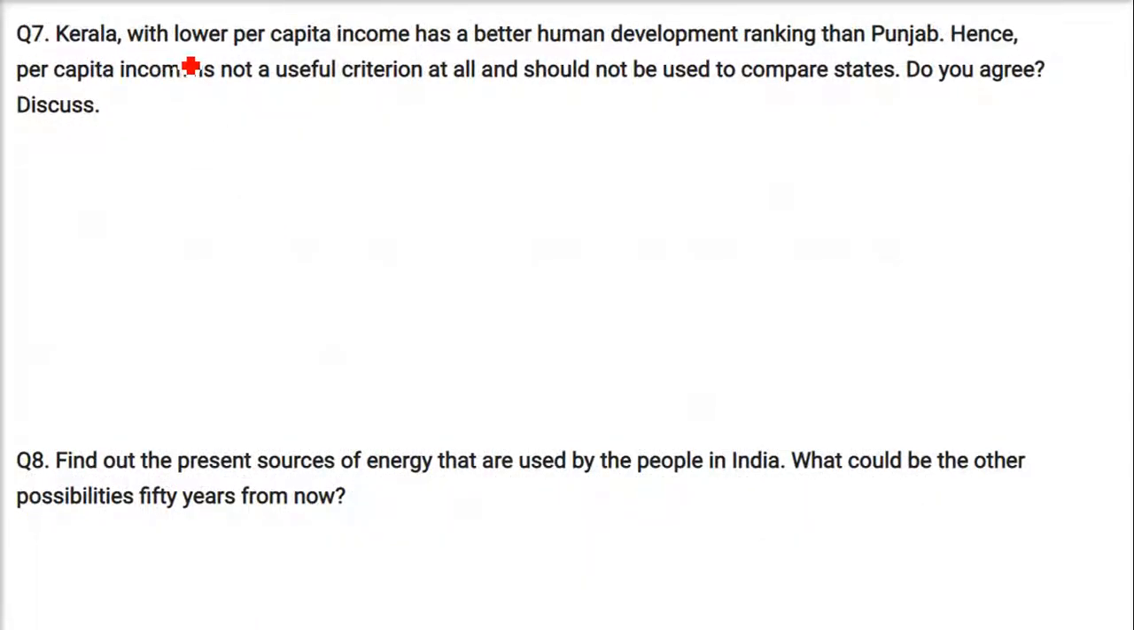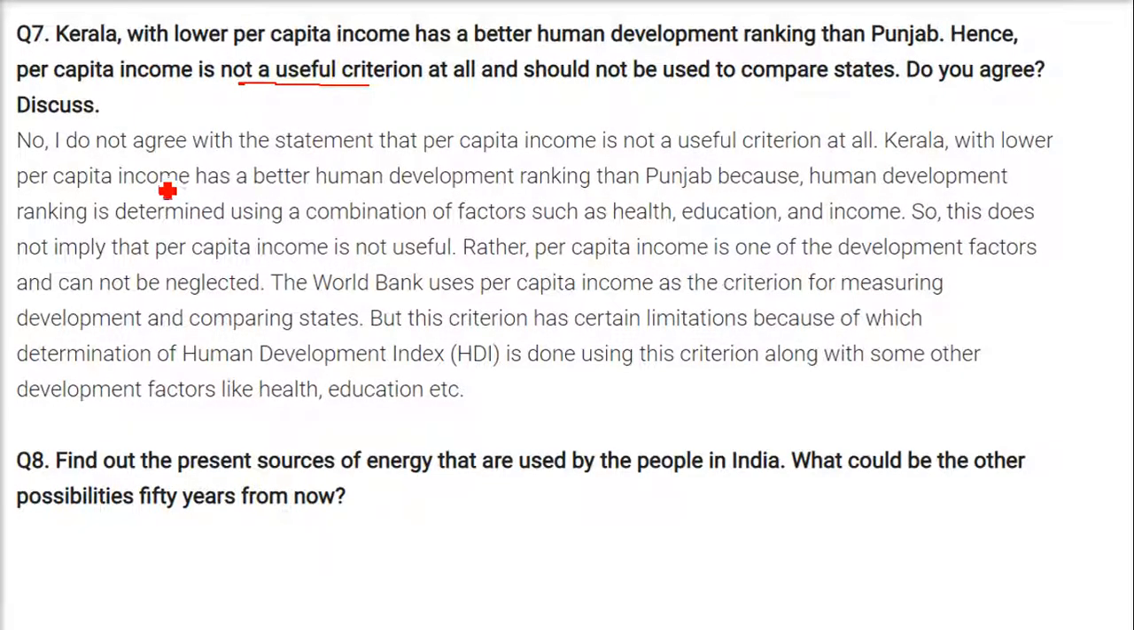Kerala, with lower per capita income, has a better human development ranking than Punjab. Hence, per capita income is not a useful criterion at all and should not be used to compare states. Do you agree? Discuss. Here, I will give you both the terms: if you agree or if you disagree. First, if you disagree, then what you have to say. If you agree, then what you have to say.